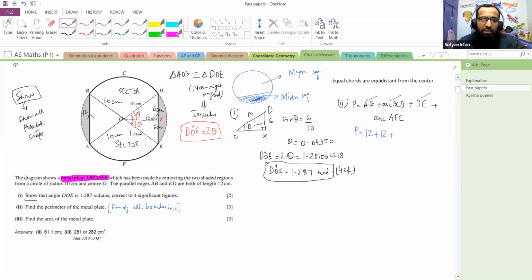Now when we have to find the arc BCD, we have to find angle BOD, because for finding the arc BCD we need the angle. The formula is r theta. The radius is already known. We know that the radius is 10, but we do not know theta. Now, how can we find the angle theta? Let's call this angle alpha. If this is theta, this is alpha. So we have to find alpha. So if theta equals alpha, then the arc is 10 alpha.